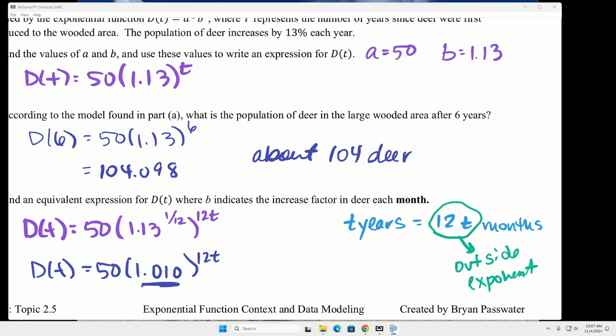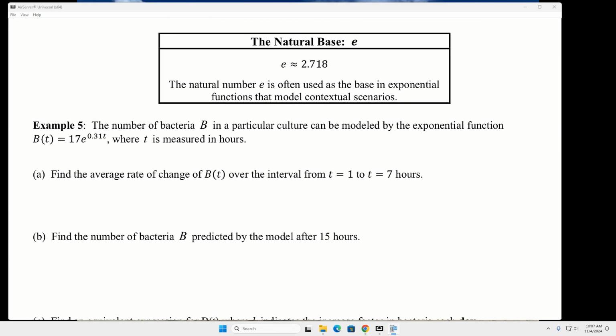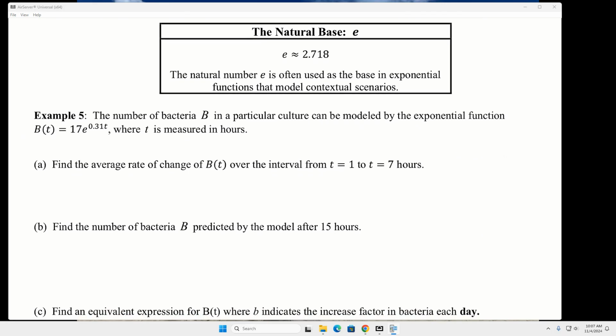Okay, and then the last example is about the natural base E. E is Euler's number. Euler is back there, the red guy back there. And E is always the same thing. It is a non-repeating decimal, kind of like pi. So it's always about this value. It's never anything else. So E is not a variable. It is always about 2.718. And things in nature very commonly grow exponentially with E as the base.